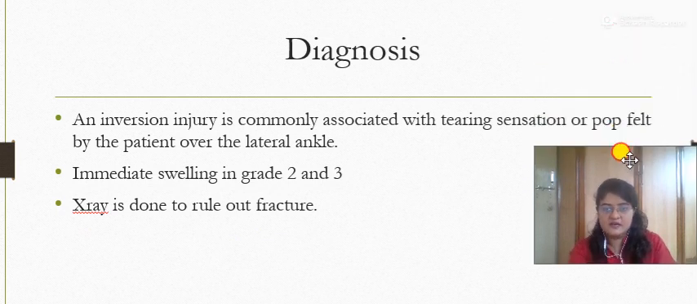Diagnosis: like I said, it is an inversion injury which is commonly associated with a tearing sensation or a pop felt by the patient over the lateral ankle, and immediately swelling will happen in grade 2 and grade 3 injuries. An X-ray is done to rule out fracture. There are a few rules for when we prescribe the patient to go for an X-ray, and the rules will be discussed later.